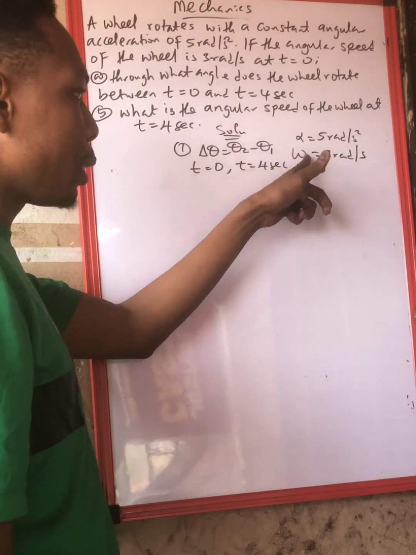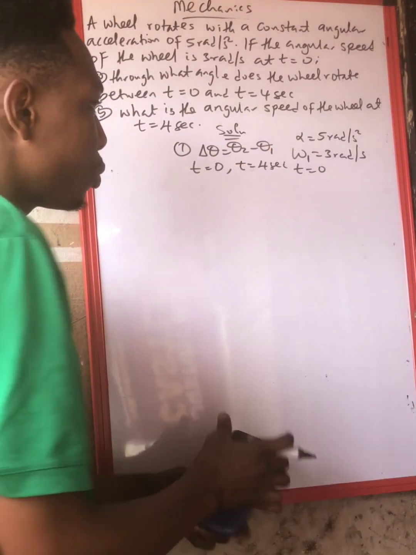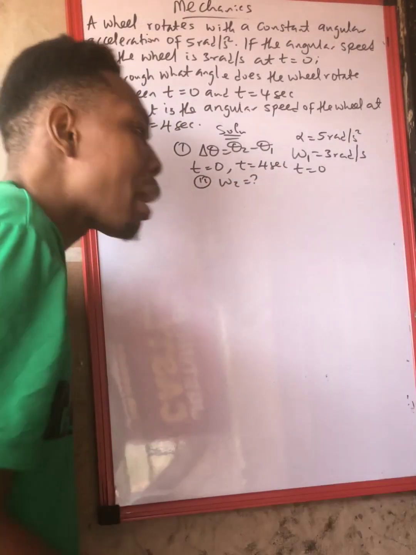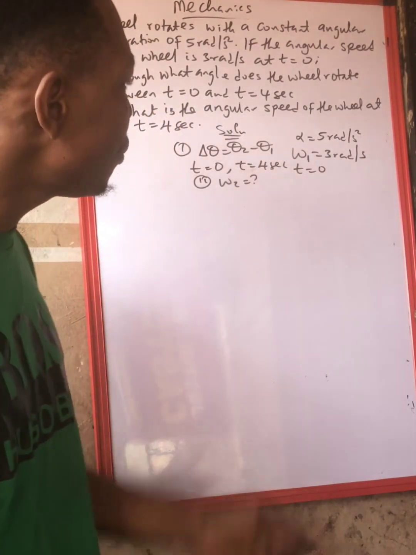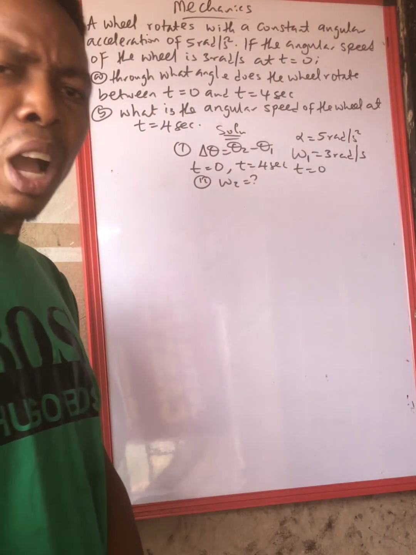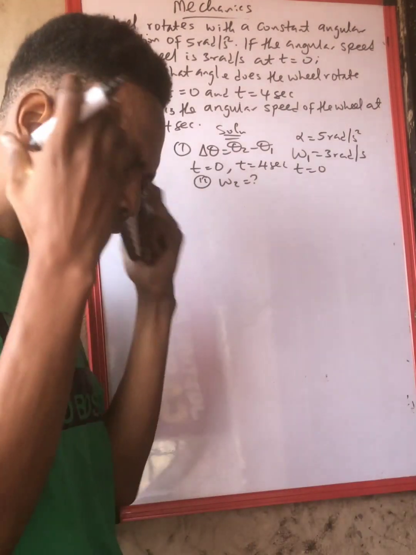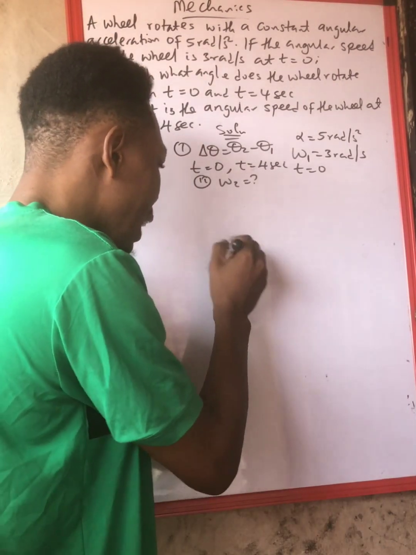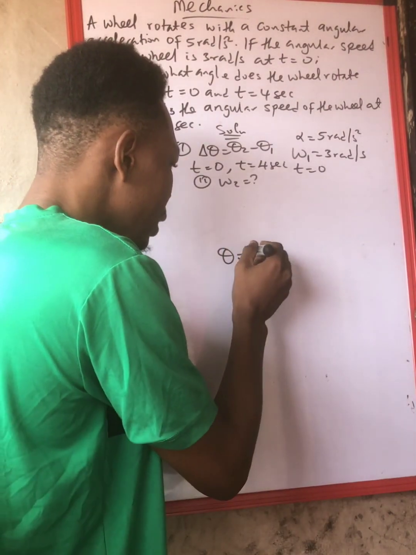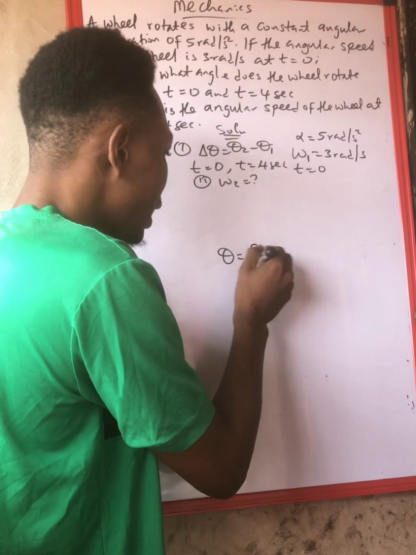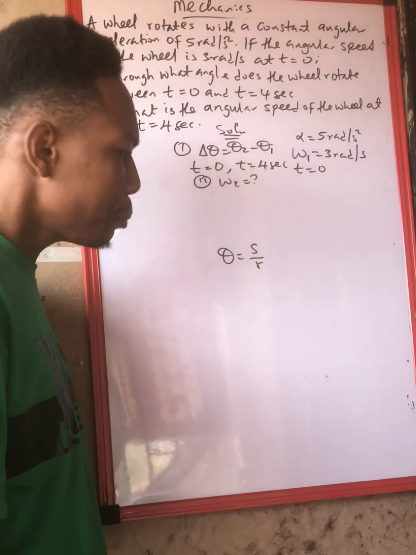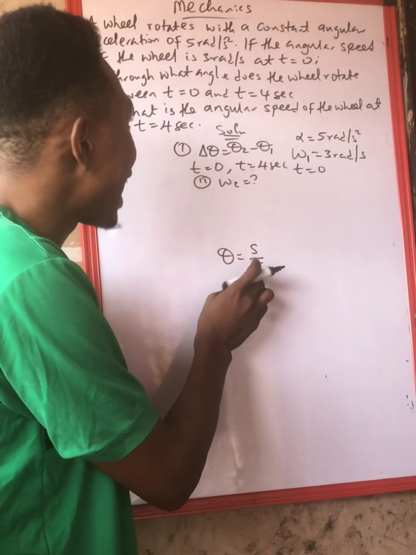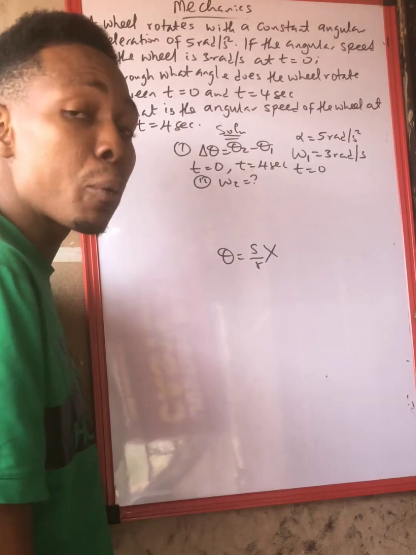We already have our W1. That means the next angular speed you have to look for is W2. So these are the parameters in the question. In the first one, we are asked to look for theta. The first thing that comes to your mind is: what are the formulas for theta? In my previous video, I gave you theta equals distance over r. And if you observe the question, we don't have anything like distance, neither do we have a radius. That means there's no way this one will work out.